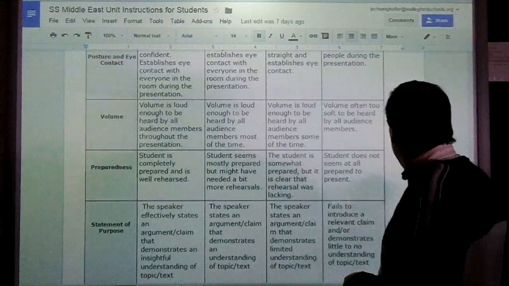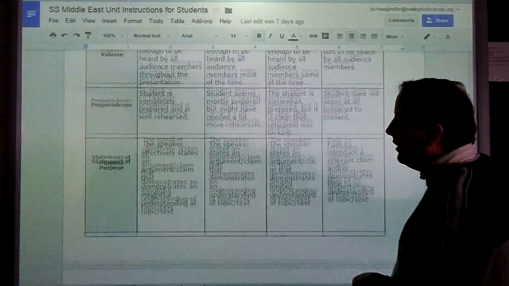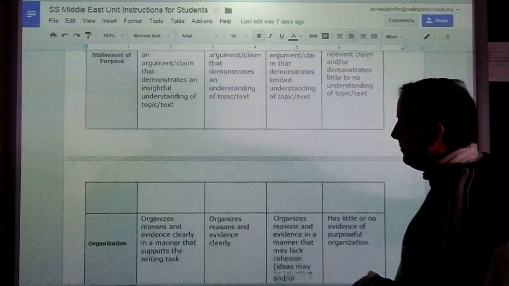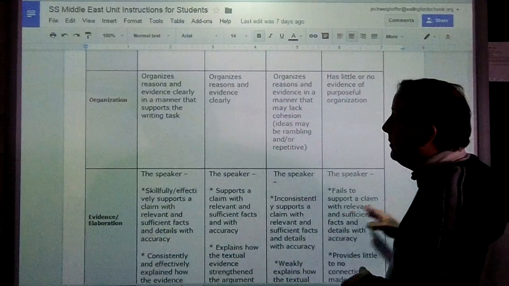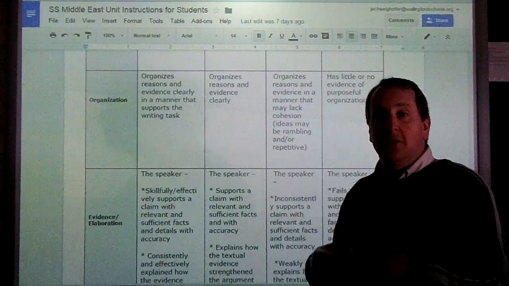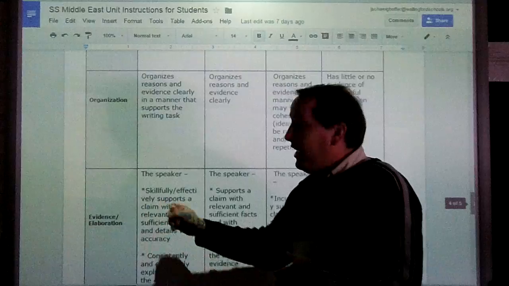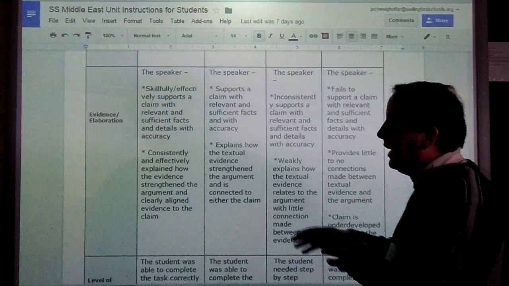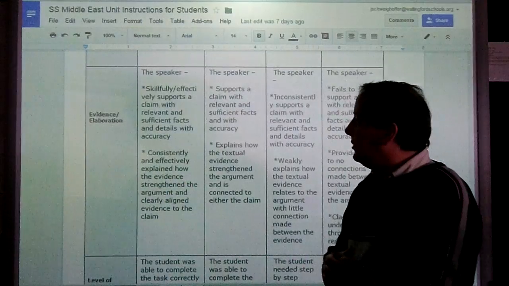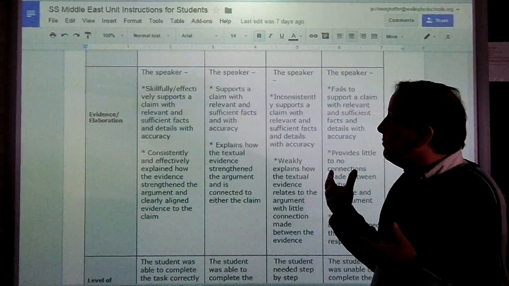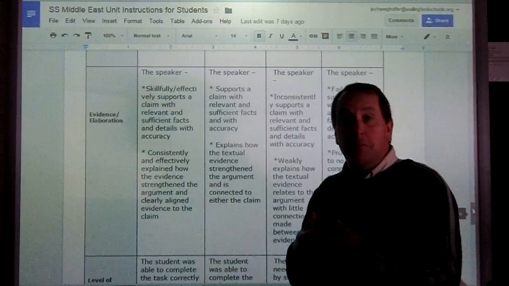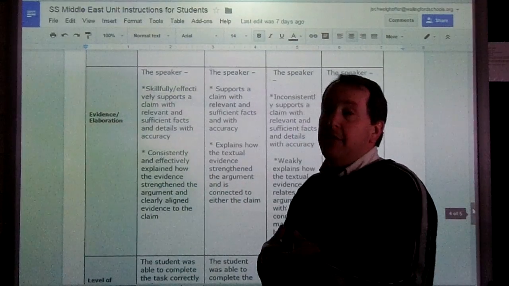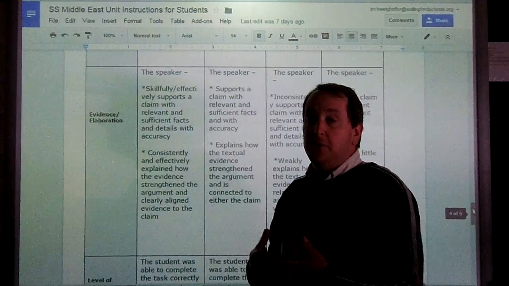They have to have a statement of purpose so that it's clear what their claim is, what they think the solution should be. They have to have their speech organized so it makes sense, and so they're not repeating things. They have to have evidence and elaboration. This is definitely a key item. They need to have relevant facts to back up their idea, and a sufficient number of facts, so it's not just 1 or 2 facts.